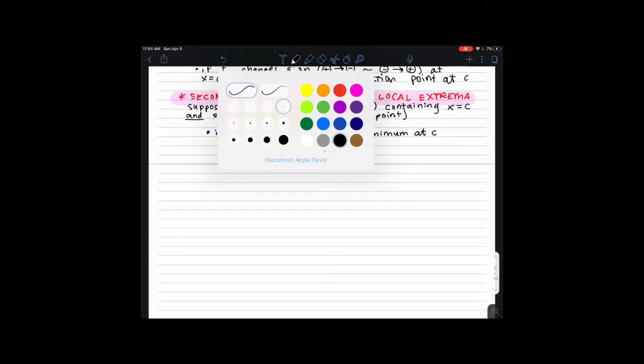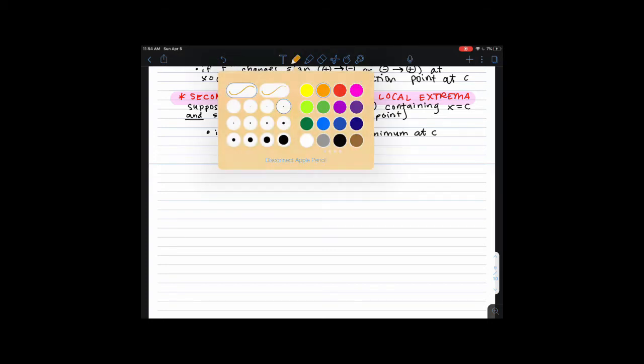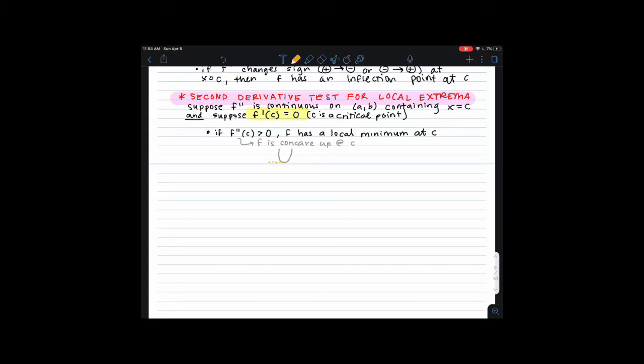So basically, what's happening here is it's saying f double prime is greater than 0, so that means f is concave up at c, which we know looks like this, right? And c, in order for our first derivative to be equal to 0 at c, would have to be this bottom point down here, and that's a local minimum. Okay, so hopefully that makes some kind of intuitive sense to you guys.